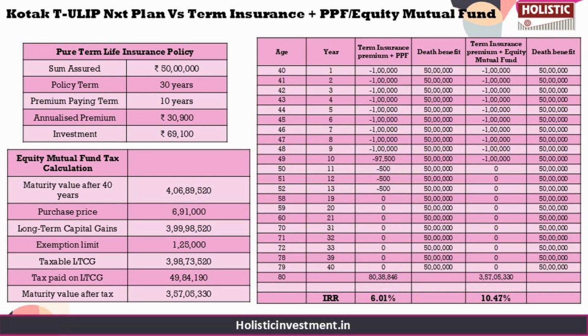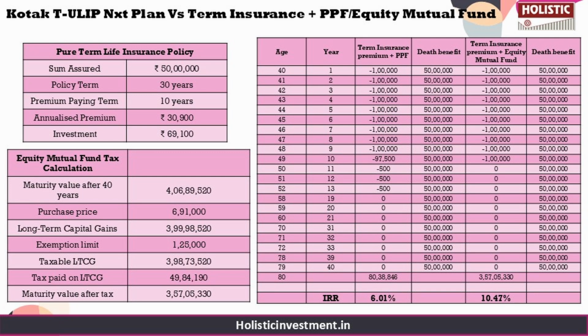So using the same parameters from our earlier example, here for life cover purpose we have opted for a pure term life insurance policy offering a 50 lakh sum assured with a 30-year policy term and a 10-year premium payment term, which costs around 30,900 rupees per year as an annual premium. This is significantly lower than the 1 lakh annual premium required under the Kotak policy, allowing a surplus of 69,100 rupees each year that can be invested as per your risk appetite.